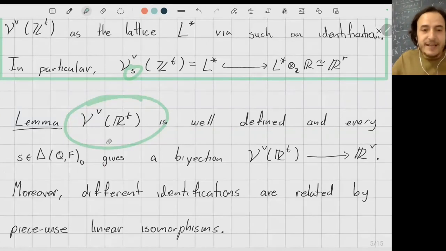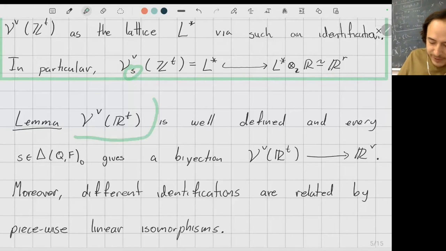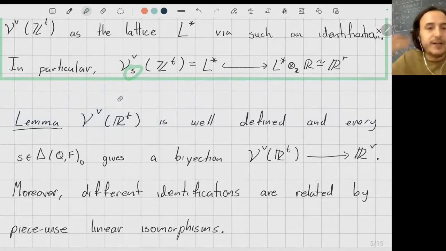The point is that any two identifications are related by very precise piecewise linear isomorphisms. So you have a family of lattices or vector spaces and families of piecewise linear isomorphisms between them. The tropical point is just the orbit of a point in these spaces through these piecewise linear isomorphisms. This is going to be my definition of the real tropical points. There are other more geometric definitions which make reference more to the degenerations of my varieties or to non-Archimedean geometry.